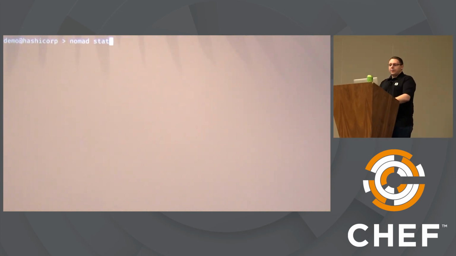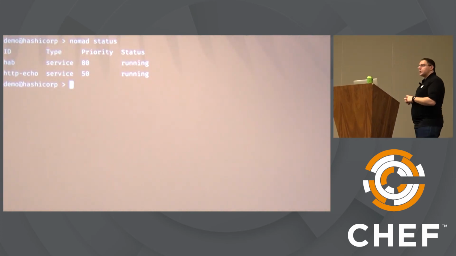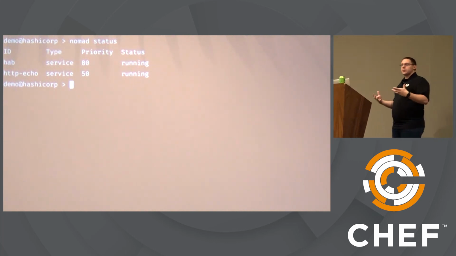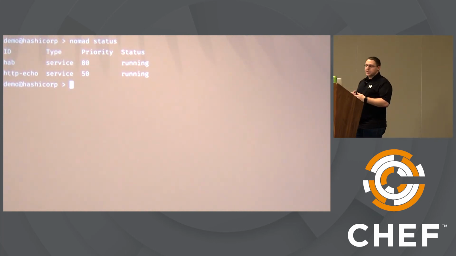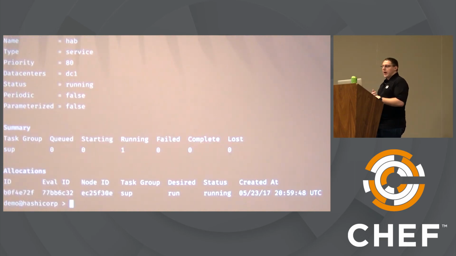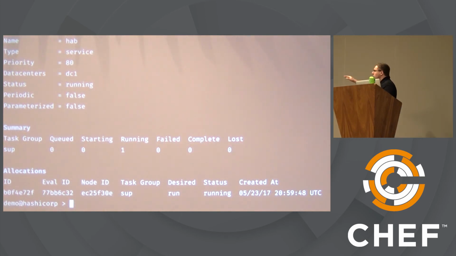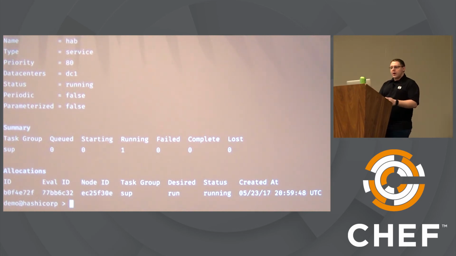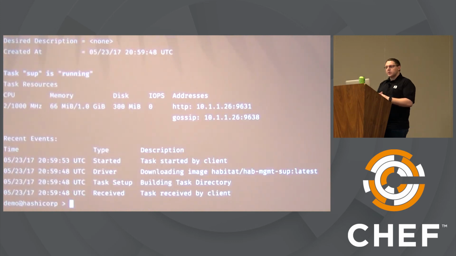Let's jump back. When we run the Nomad status command, we can see we have 2 jobs or 2 services running, hab and HTTP echo. We can get more information about a particular service by passing in its name. So here I can ask for the status of hab in particular. We can see we have 1 running, and it has an allocation. Each instance of the application or service will have an allocation. So I can get the status of this allocation.